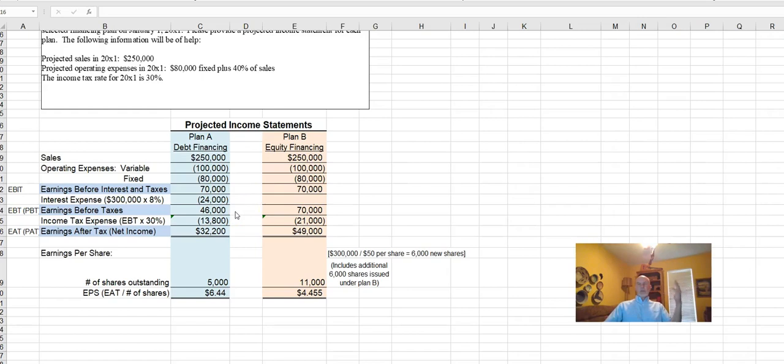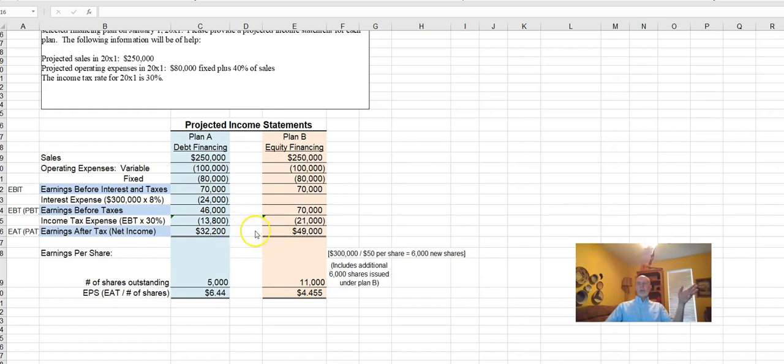Then we would multiply that by our tax rate, which is 30%. So under Plan A, our taxes would be $13,800. Under Plan B, our taxes would be more because we don't have that interest. That interest is tax deductible, saving us taxes here. So our net income, or earnings after tax, is $32,200 under the debt plan, $49,000 under the equity plan.